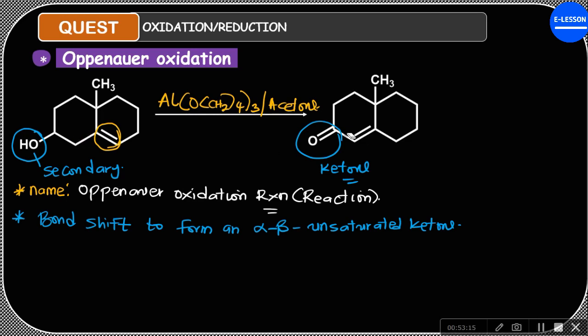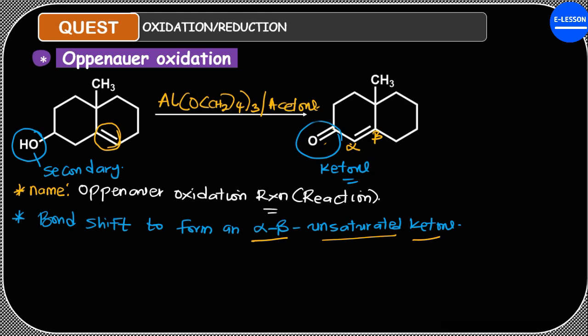Now, this position is what we call the alpha position. This position is what we call the beta position, because the position close to the functional group is called the alpha position, while this is called the beta position. So we call this an alpha beta unsaturated ketone. Unsaturated is because there's a double bond between the alpha and the beta carbon. Ketone, because normally this is a ketone.